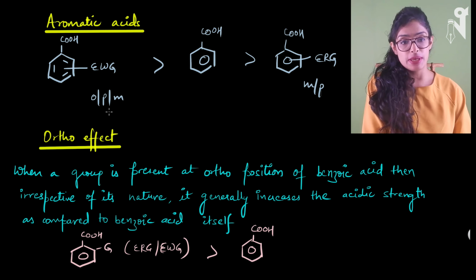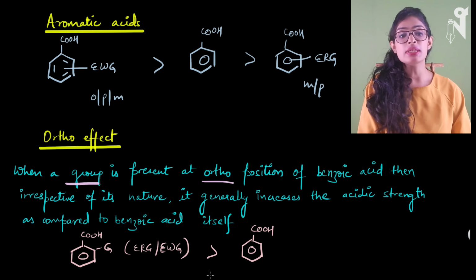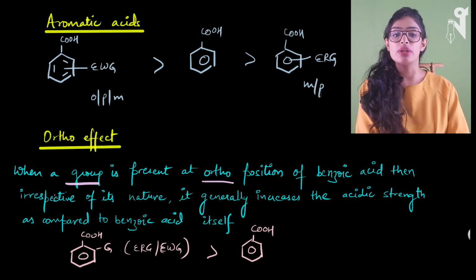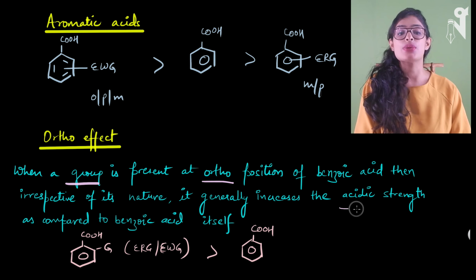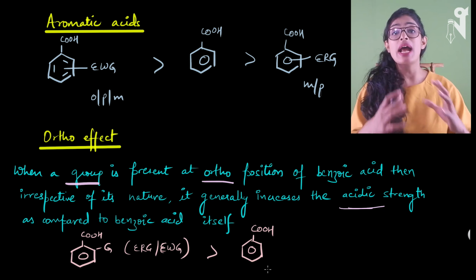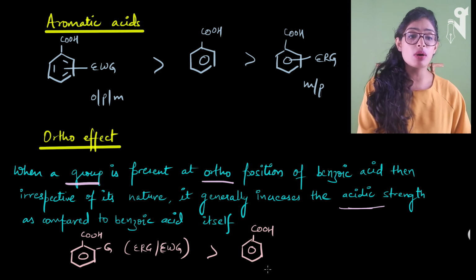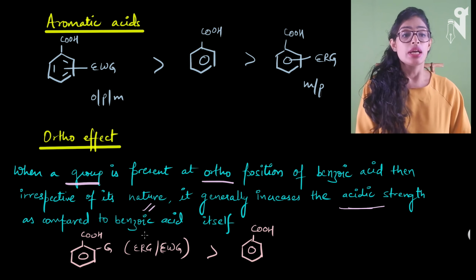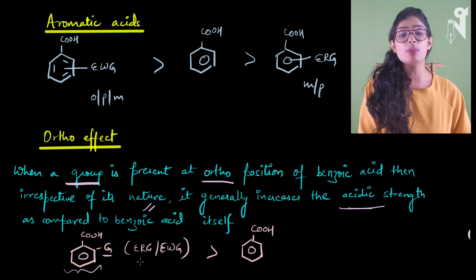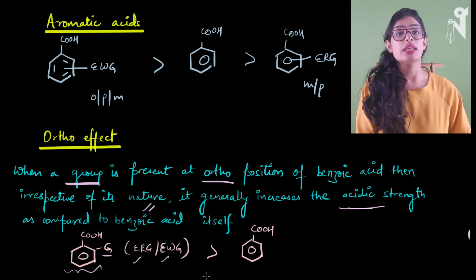When any group is present at the ortho position of benzoic acid, then irrespective of its nature, no matter whether it is electron withdrawing or electron releasing, it increases the acidic strength. Basically, your molecule will be a stronger acid as compared to normal benzoic acid. So if I have this compound, benzoic acid, with a group present on the ortho position, no matter whether this group is electron releasing or electron withdrawing, this will be more acidic than benzoic acid.